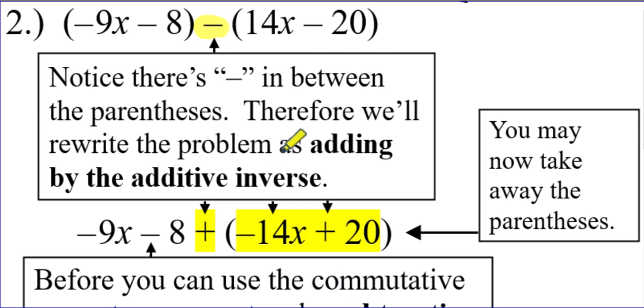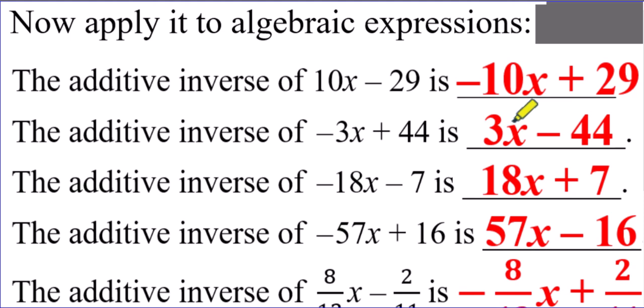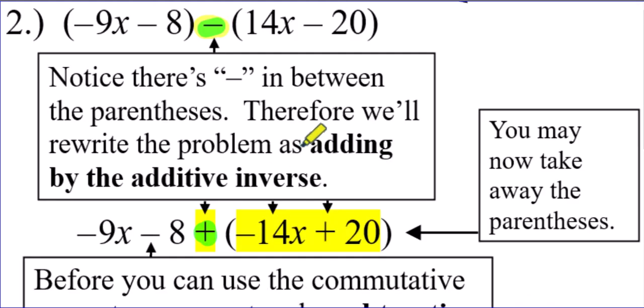But subtraction will become addition, as you see I did here, and then the entire linear expression to the right of it will become its additive inverse. Very similar to what we just practiced here in the middle of the page. So let's do that here for problem number 2. The positive 14x will become negative 14x, and the minus 20 will become adding 20. Just like we practiced in the middle of the page. And then now we can actually take away the parentheses because we now have addition to the left of it instead of subtraction because we made it adding the additive inverse.